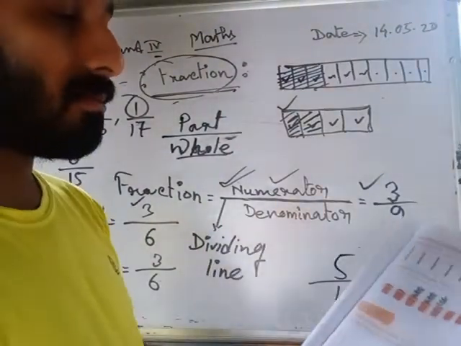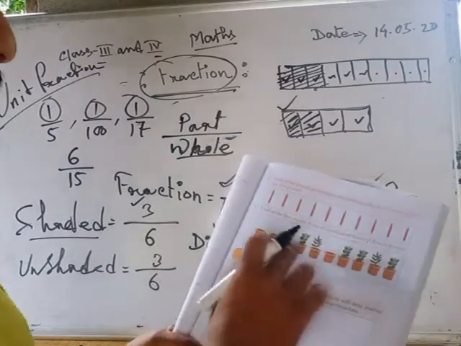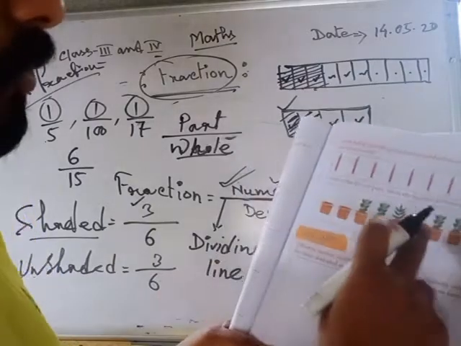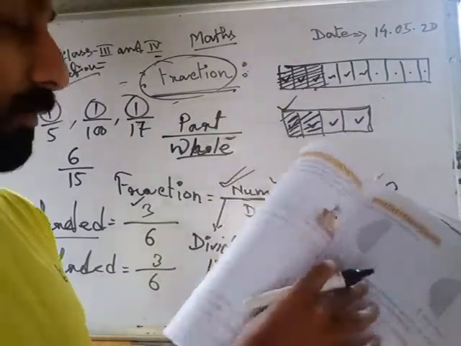Okay, and also write the fraction of flower pots with flowers. Which flower pots have flowers? 1, 2, 3, 4, 5, and the total number you should write here as the denominator.